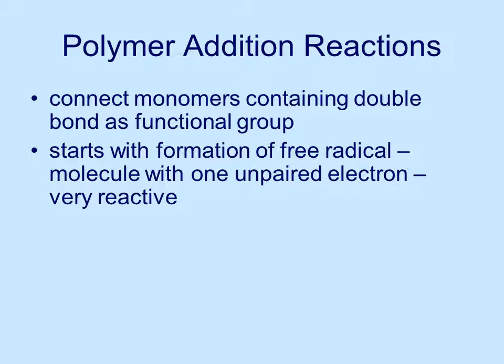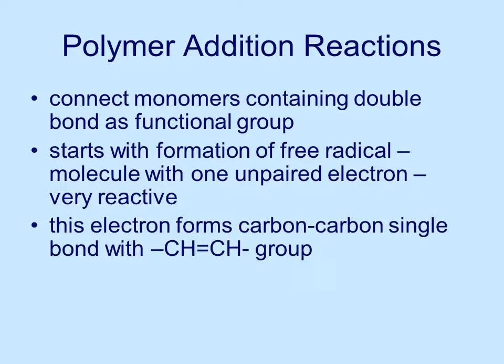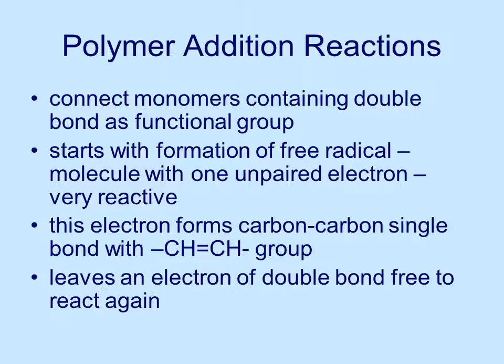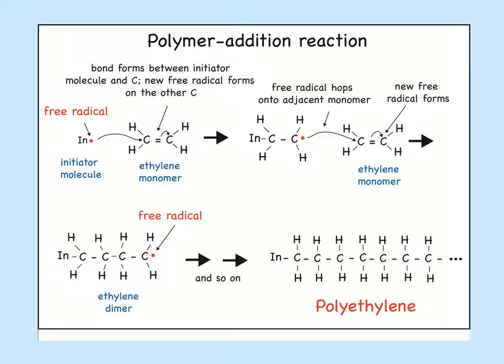Polymer addition reactions connect monomers containing double bonds as a functional group. And they start with the formation of a free radical. This is a molecule that has one unpaired electron, and these free radicals are extremely reactive. So the unpaired electron forms a carbon-carbon single bond with a carbon-carbon double bond group by taking one of the electrons out of the carbon-carbon double bond and forming a covalent bond with that. Now that leaves the other electron free in the double bond, so we've generated another free radical, and so that's free to react again.